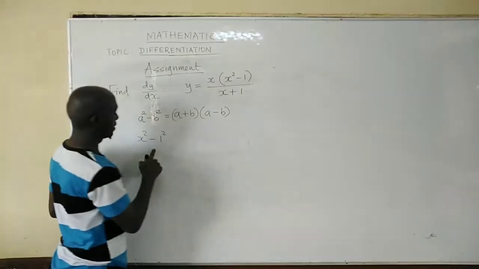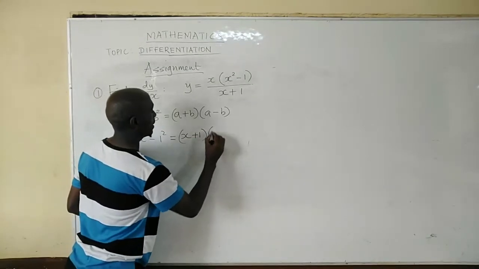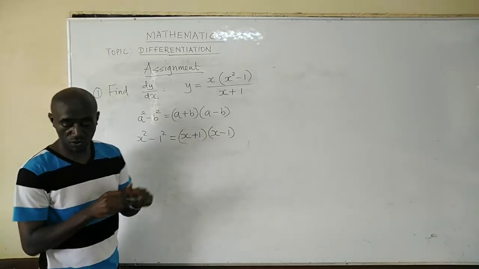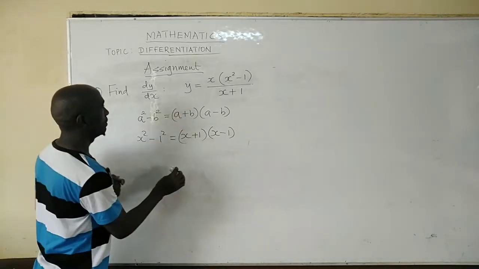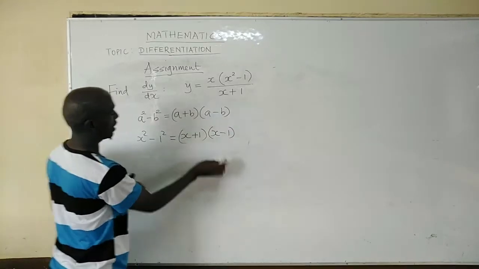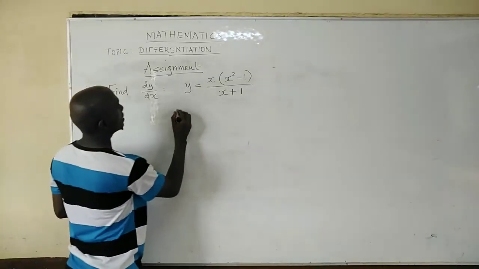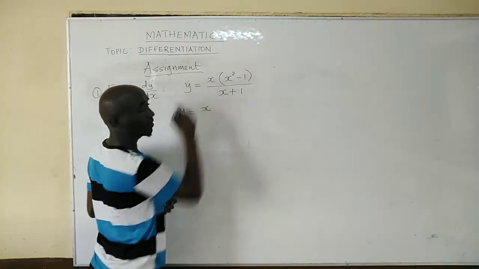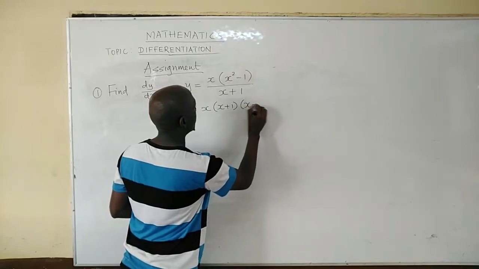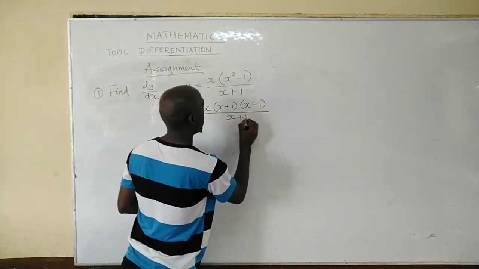So when you factorize this, you will get x plus 1, x minus 1. So that is how you write that expression. So let us now write this expression in this way. So we shall have y is equal to x, there is an x outside the bracket, then we have x plus 1, x minus 1, everything over x plus 1.